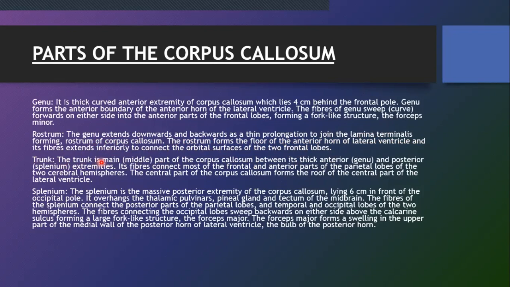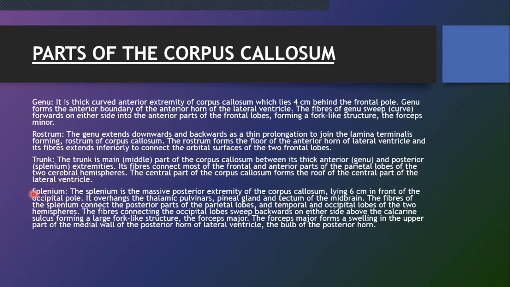Now the trunk. The trunk is the main part of the corpus callosum between its thick anterior genu and the posterior extremity. So it lies between the genu and the splenium. Its fibers connect most of the frontal and anterior parts of the parietal lobes of the two cerebral hemispheres. Now, the central part of the corpus callosum forms the roof of the central part of the lateral ventricle.